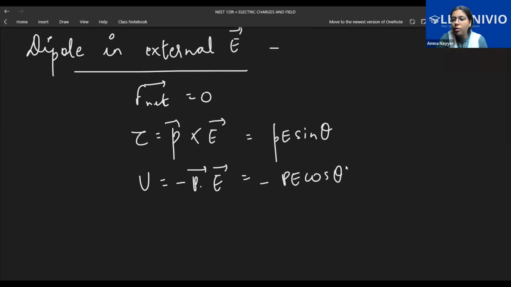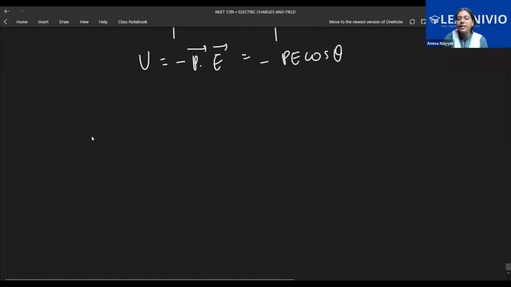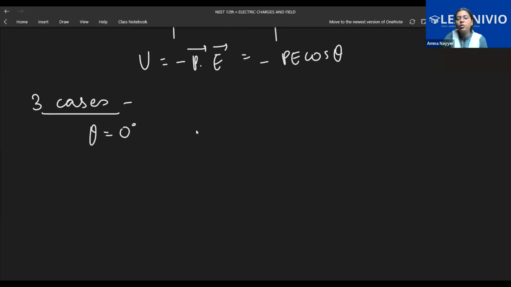Now, the work of torque, we know, is to align the dipole parallel to the electric field. In that we have three cases that are important here also. We have already done those. First is when you have the angle as 0 degree. Theta is 0 degree, so your torque becomes PE sine 0, that is 0. And when theta is 0, it's a condition of stable equilibrium.